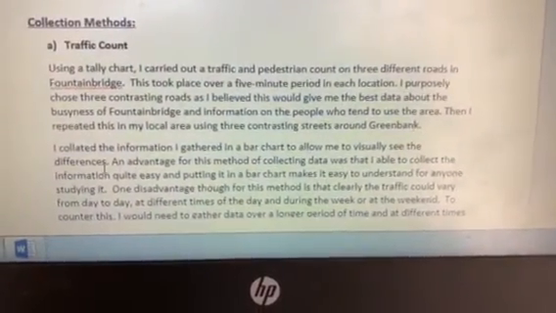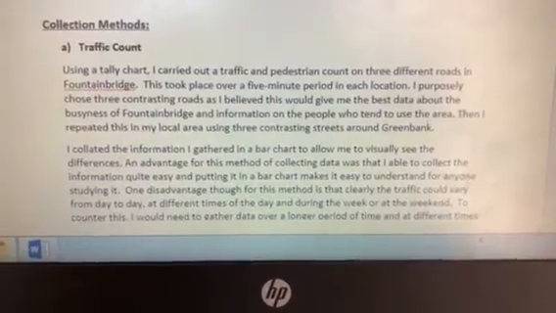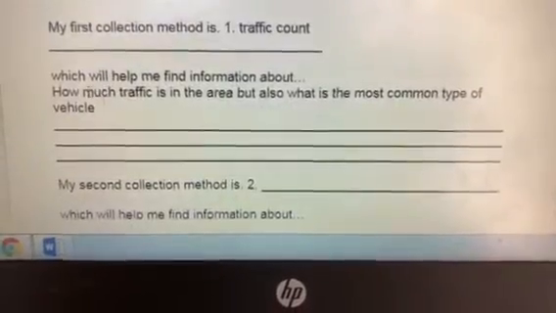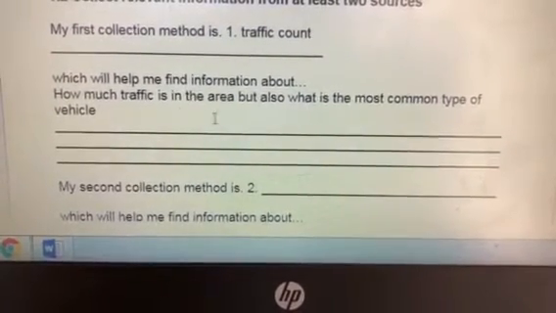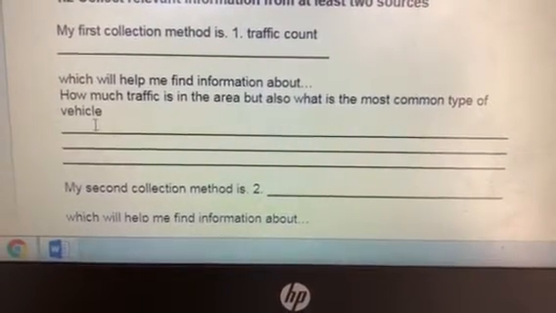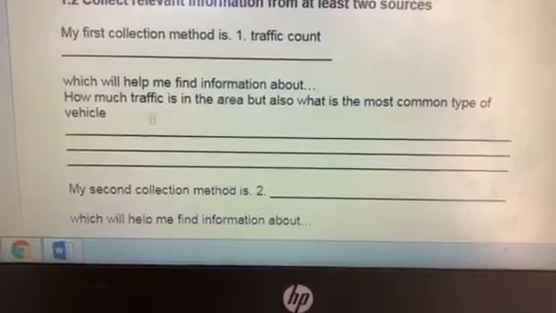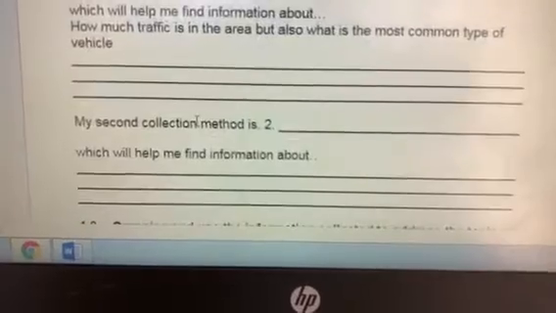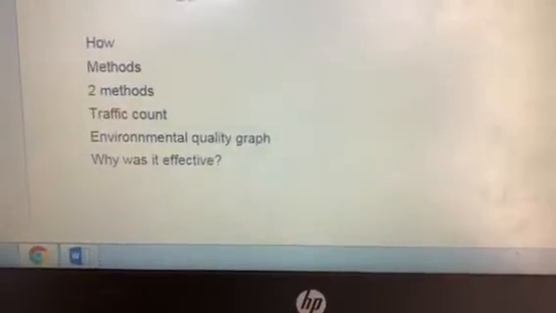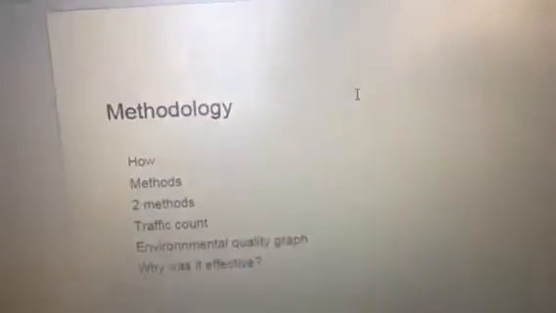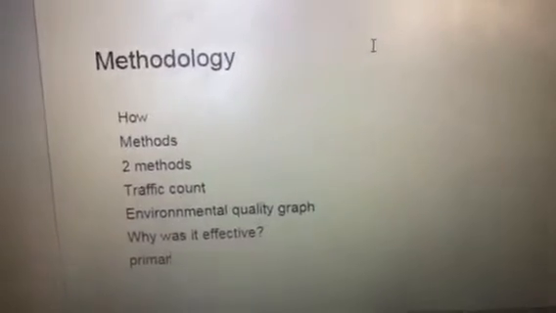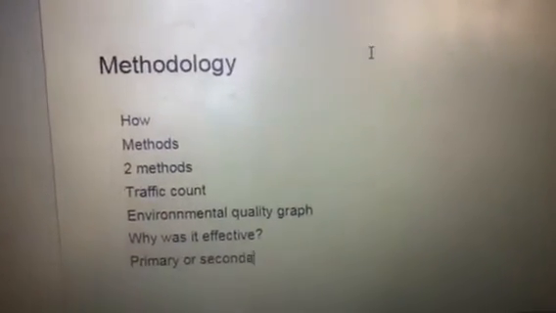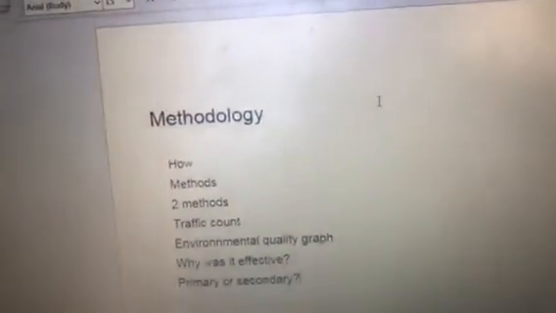Now, I mentioned earlier that part of your methodology, you should be writing a reason why it helped you find information. Okay, so for example, in this case, the traffic count gives you an idea about how traffic is in the area. But also what I'd like you to do is try and think about whether it was primary or secondary data. So what were the advantages of your particular method? Why was it effective?